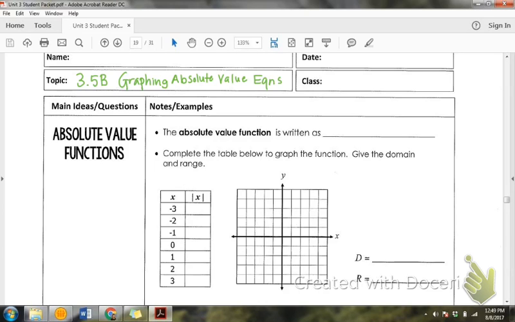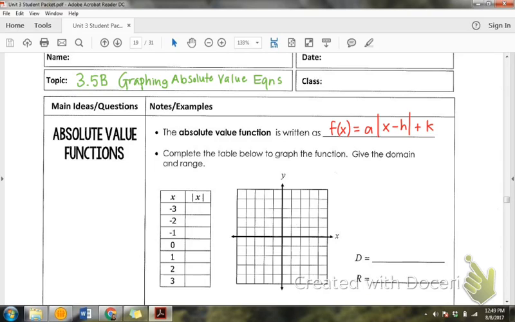All right, does anybody remember what absolute value graphs look like, or what the absolute value is? Okay, absolute value always makes things positive, right? It's those bars. So when we have an absolute value graph, it's going to look like this. The absolute value function is written like this: f of x equals a times the absolute value of x minus h plus k.